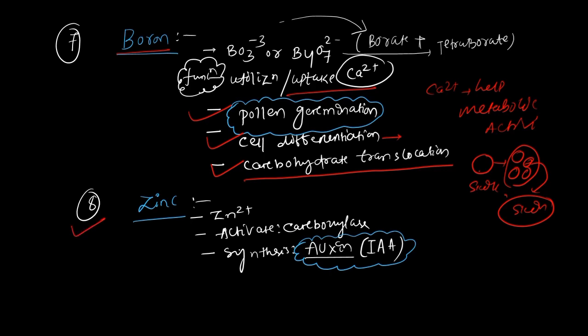Next, zinc. Zinc is observed as Zn2 plus, and it activates one of the enzymes known as carboxylase. Zinc helps in the synthesis of auxin, also known as IAA. This is the most important thing, that zinc helps synthesize auxin.